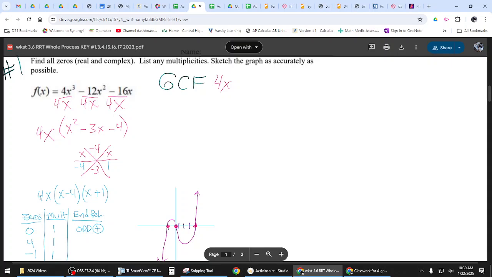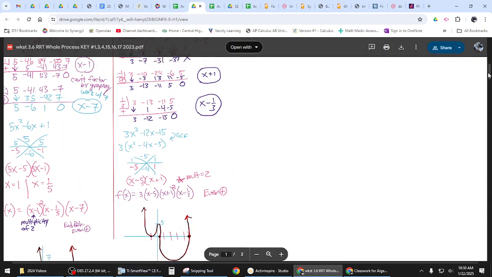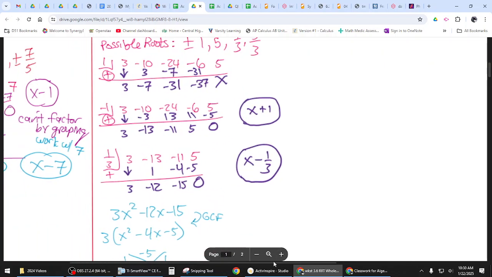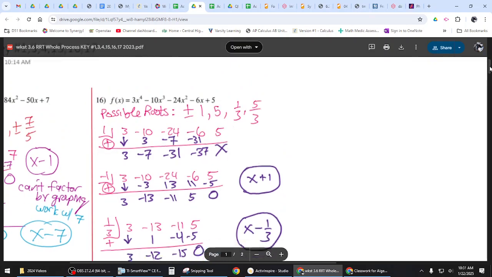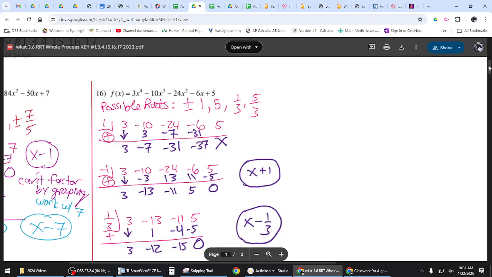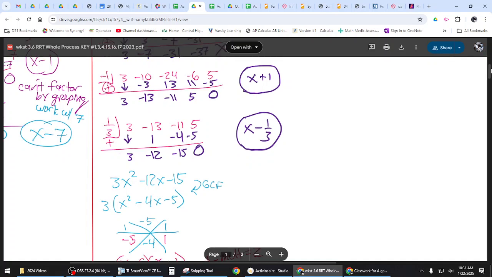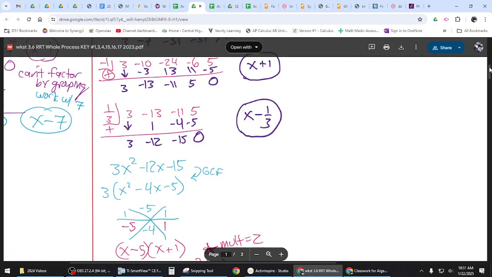So then 16 was next. I'll have to zoom and scroll for this one. 16 is 4th degree and does not have a GCF, so now we have to do the rational root theorem. So your possible roots are positive and negative 1, 5, 1/3, and 5/3. Okay. So negative 1 hits, positive 1/3 hits. Once you get both of those, you're at a quadratic, and this quadratic factors as well.